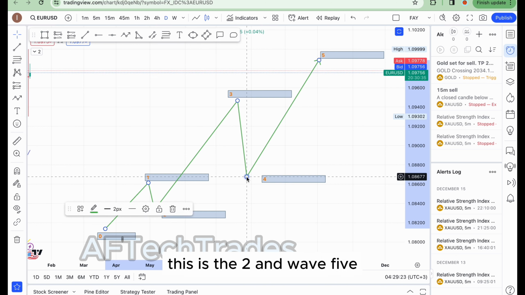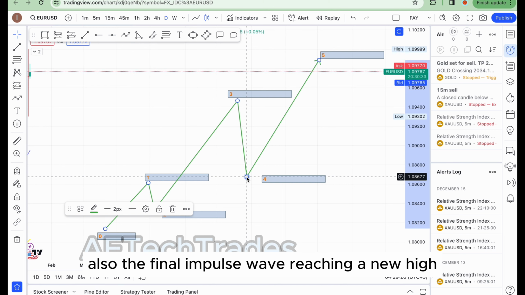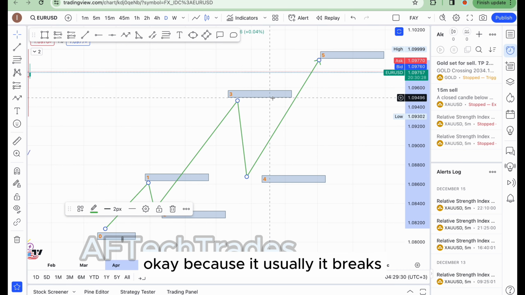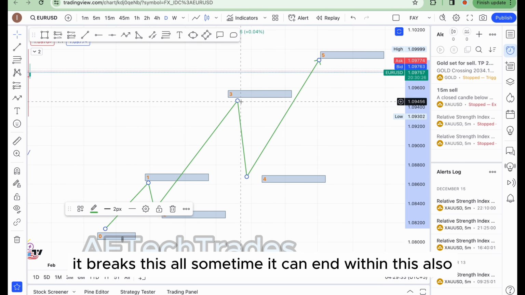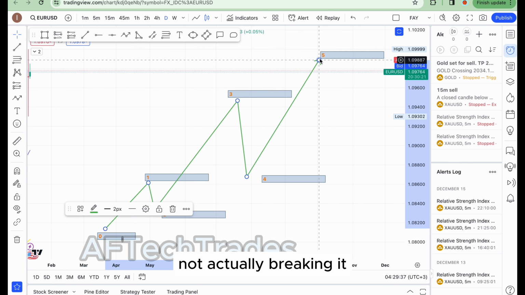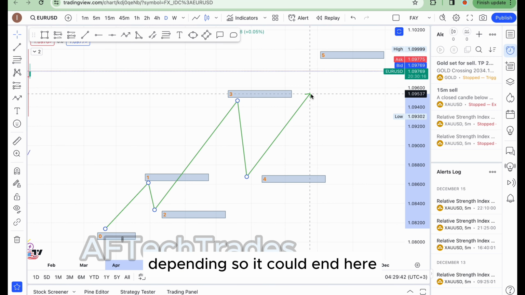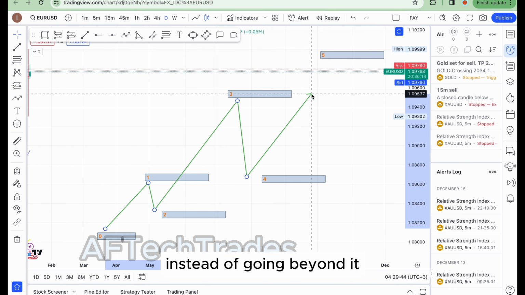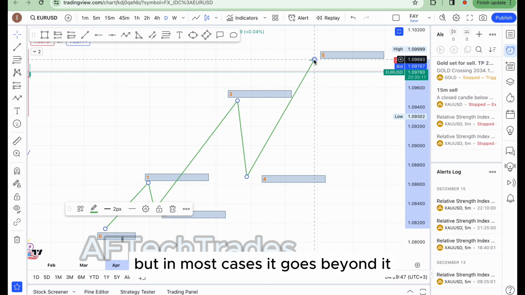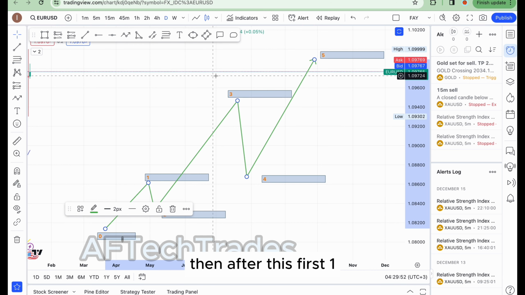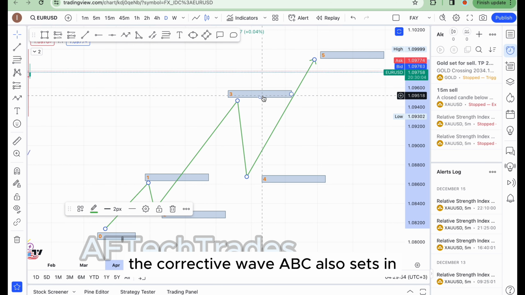And wave 5, also the final impulse wave, reaching a new high. Because it breaks this, or sometimes it can end within this also, not actually breaking it, depending. So it could end here instead of going beyond it, but in most cases it goes beyond it. Then after this first 1, 2, 3, 4, 5 movement, the corrective wave ABC also sets in.